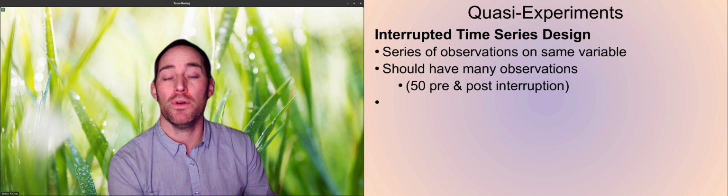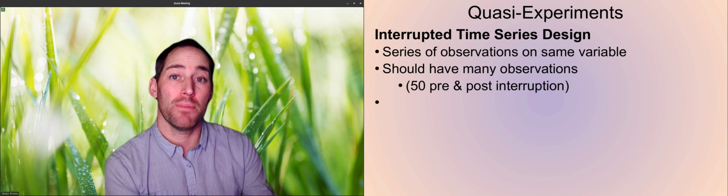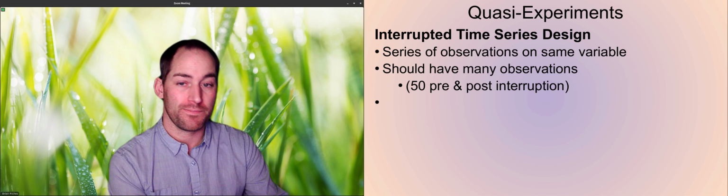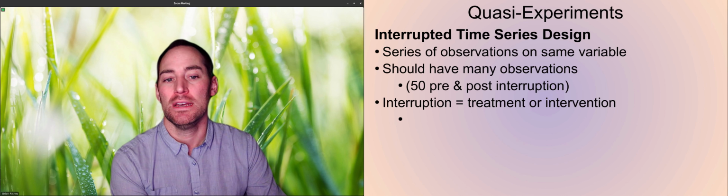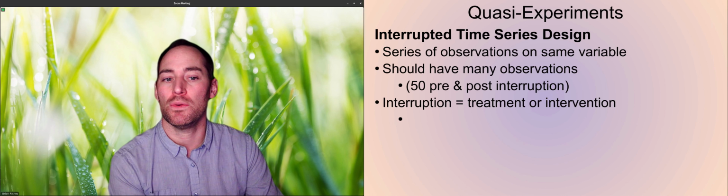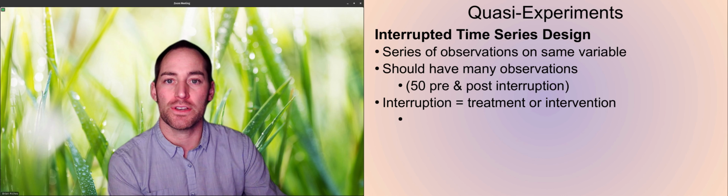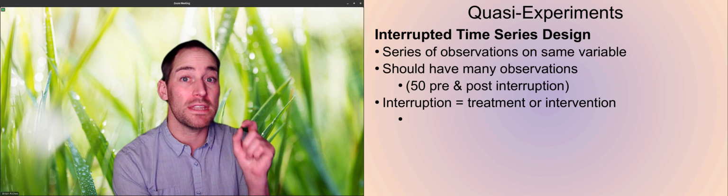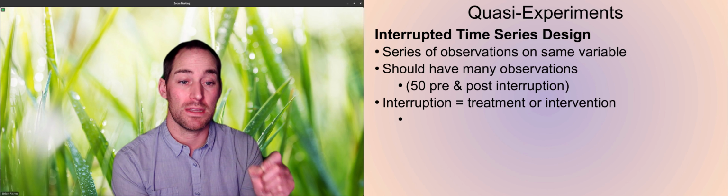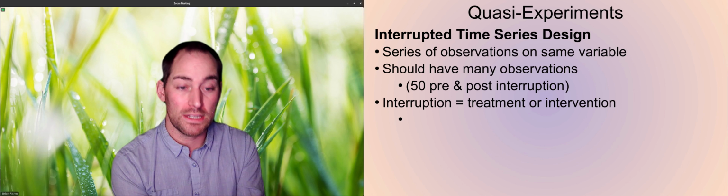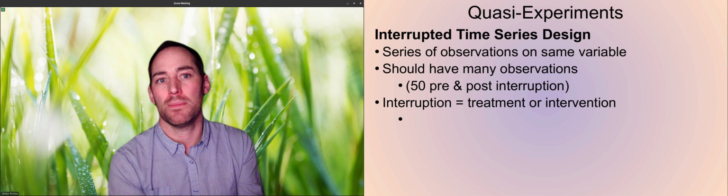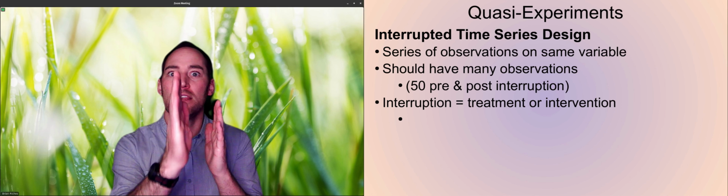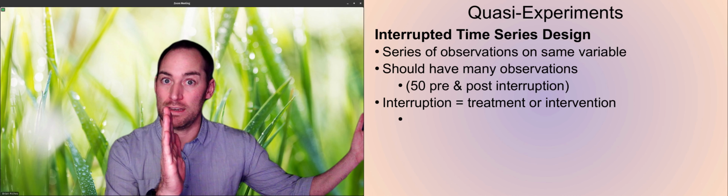The minimum researchers recommend is 50 before and after the intervention. So the interruption is really just the treatment. Whenever you do the treatment or start the intervention, in some cases it's one single event, right? Sometimes it's just a single event, one specific treatment, or in some cases it might be a policy change that at this date, now the law is different, right?